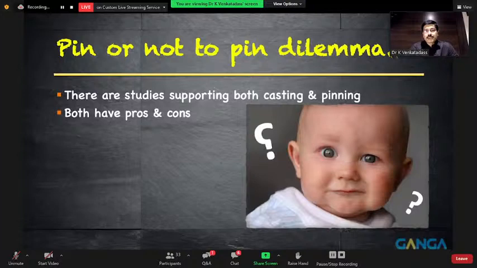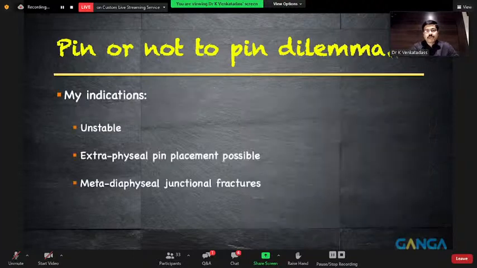The next dilemma is whether to pin or not. Again, there are umpteen studies in the literature. If you read the literature, you get really confused about whether to pin or not. There is literature to support casting alone as well as pinning, and both have their pros and cons. And I think one should make a decision on a case-to-case basis. My personal indication to do pinning in a distal radius fracture is when the fracture is visibly unstable after reduction, and if I'm able to pass an extraphyseal pin. Whenever there is a need for a transphyseal pin, I try to avoid it.